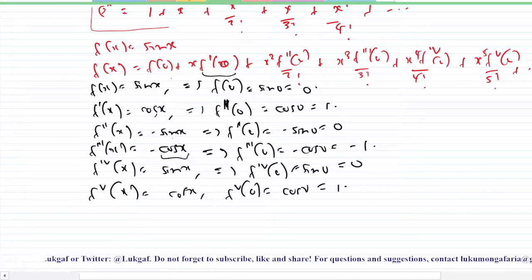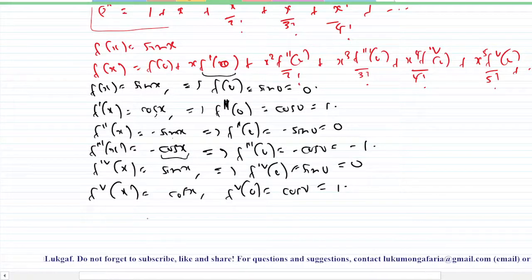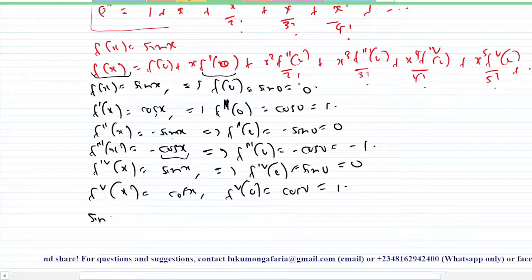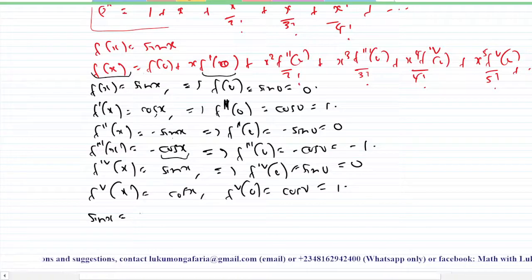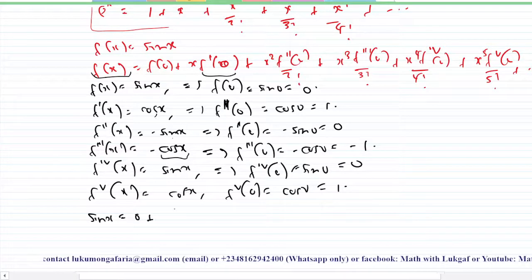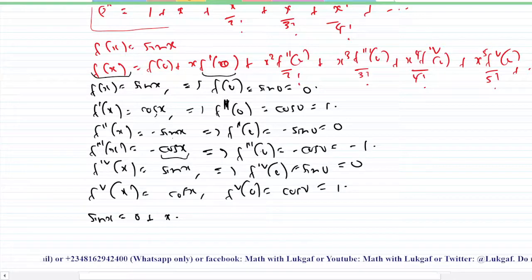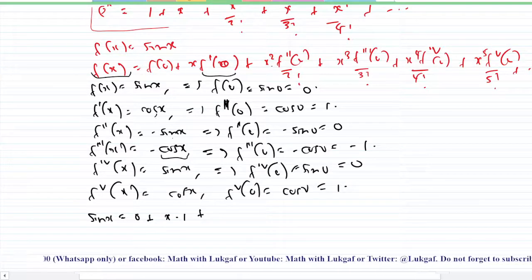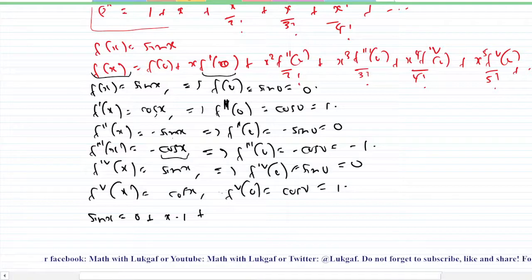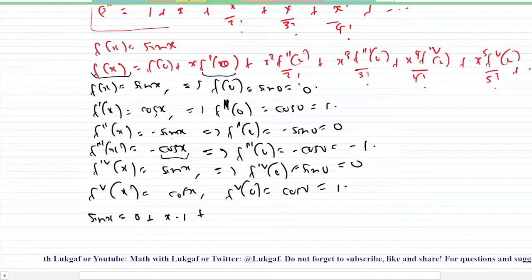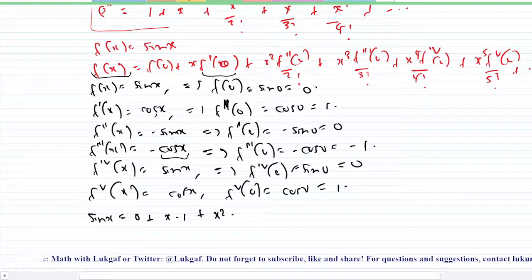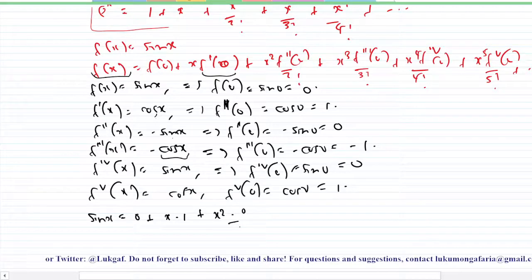So if that is cleared, you can substitute it again. Remember that your f of x here is sine x. Then I'm going to have sine x. Your f of 0 is 0. X, what is the value of f prime of x? That is 1. Plus, what is x squared? So my x squared is, okay, you put your x squared, f prime prime of 0, that is what? That is 0 divided by 2 factorial.